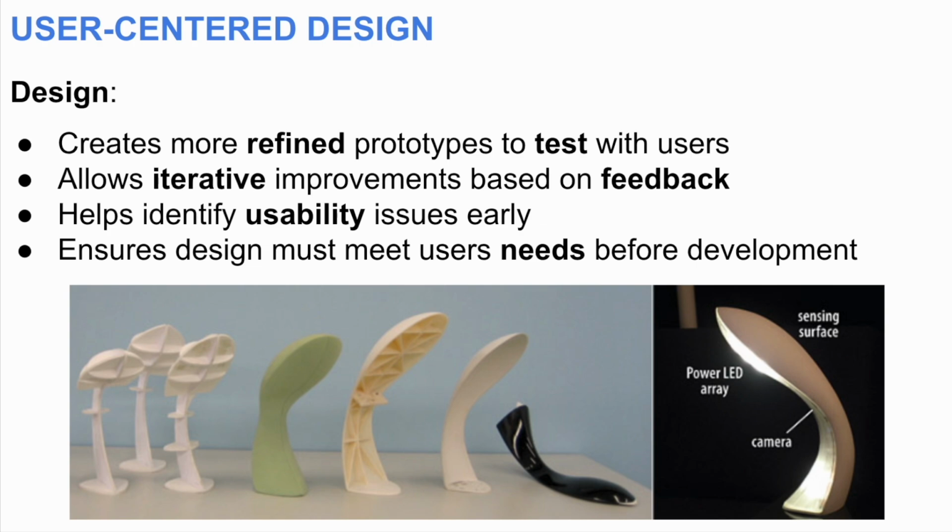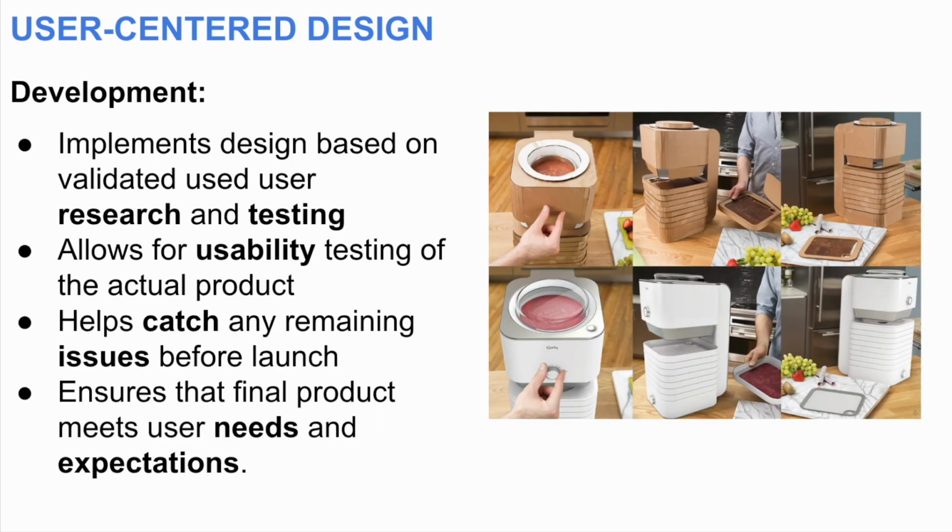When we get to the design, we're creating more refined prototypes to test with users. This allows iterative improvements based on feedback. It helps identify usability issues early, and it ensures designs meet the needs of those users. And here's an example of that. This is a light, and you can see the number of iterations that it went through before it got to this final prototype stage. There's a development stage. This implements designs based on validated user research and testing. It allows for usability testing of the actual product. It helps catch any remaining issues before launch, and it ensures that the final product meets users' needs and expectations.